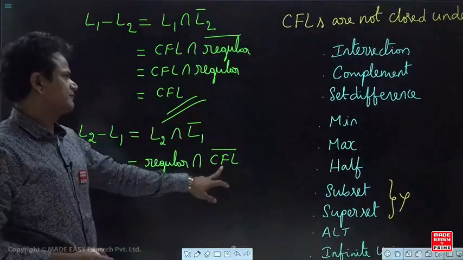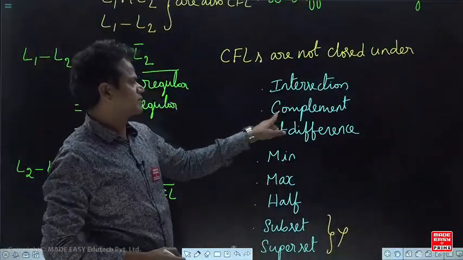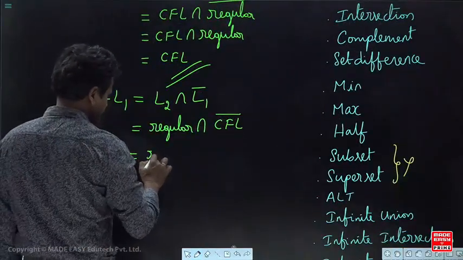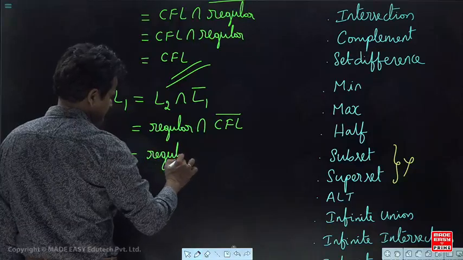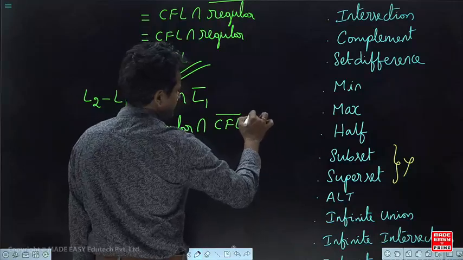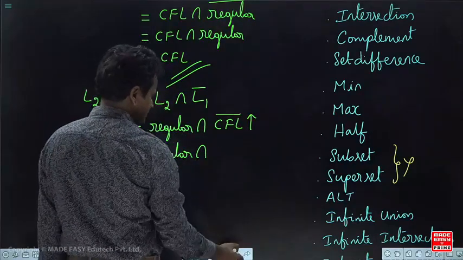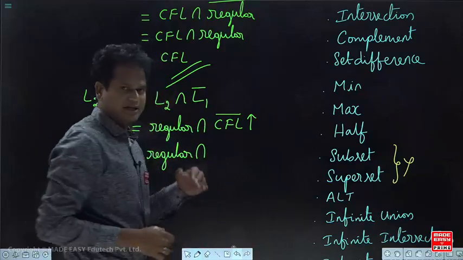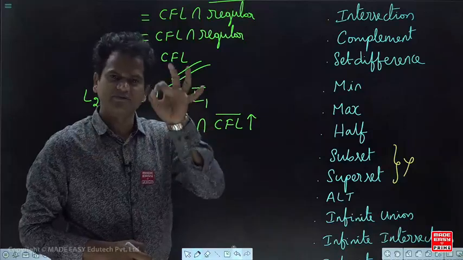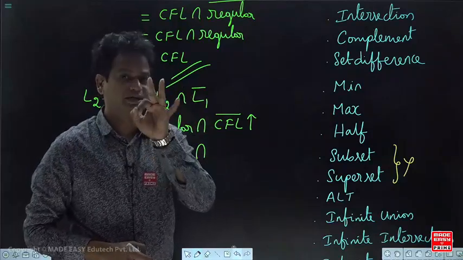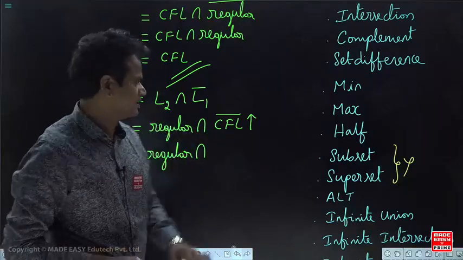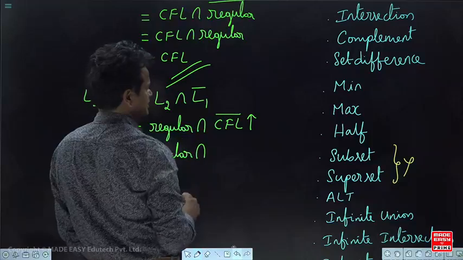CFL complement. Context free languages are not closed under complement. Not closed under complement means the complement of a context free language may be context free, may not be. No guarantee. So in this case, we will upgrade this language. Upgrade means the next level: first regular, after that DCFL, after that CFL, after that CSL. You can write this Chomsky hierarchy on your own. We will see it at the end of the Turing machine.